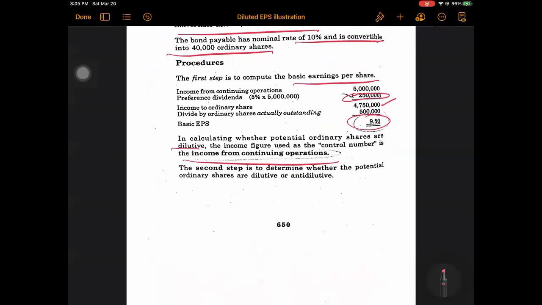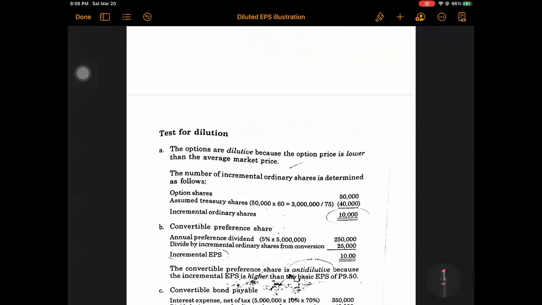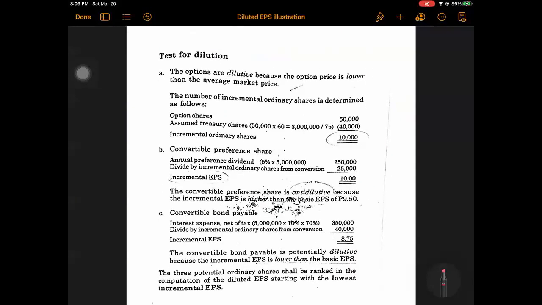The second step is to determine whether the potential ordinary shares are dilutive or anti-dilutive. So, identify sa nato, kay basin nag-compute na ta, tapos dili diay dilutive, anti-dilutive diay ang imong mga potential ordinary shares. Sayang lang imong time, di ba? Because if anti-dilutive, di ba, ignore na to ang computation. So, we need to test first, di ba? Test for dilution.